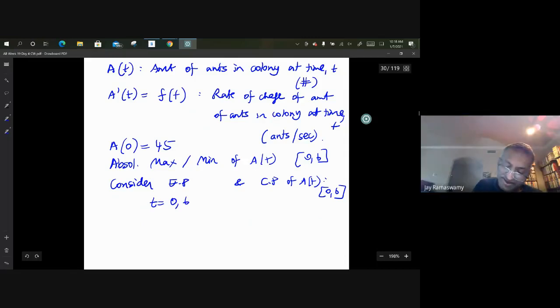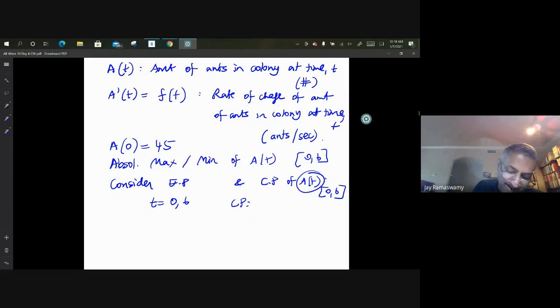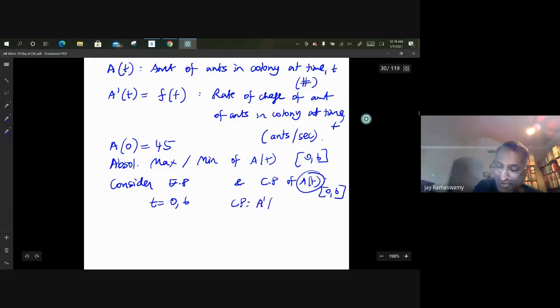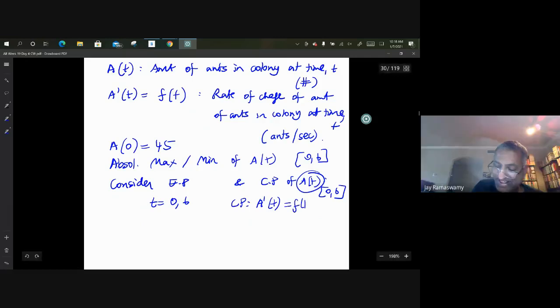Okay, from first semester, how do we always find critical points for any function? Doesn't exist or equals 0. Say that again. How do I find the critical point of any function? You set the slope equal to 0. A dash of t is nothing but f of t. So f of t equals 0. Remember, we just focus on 0.